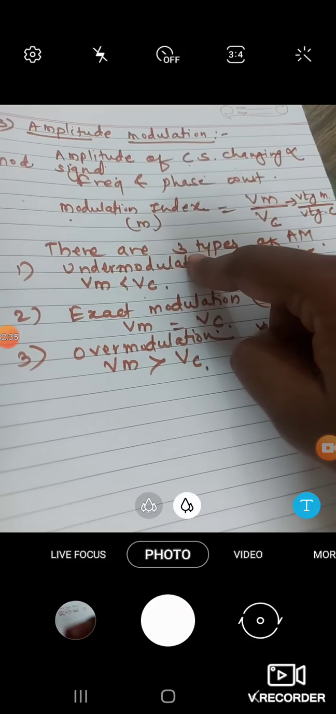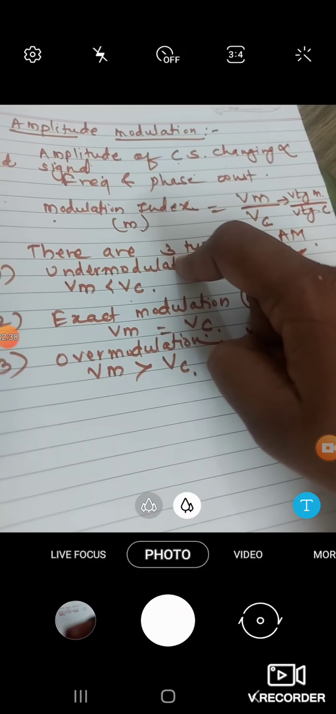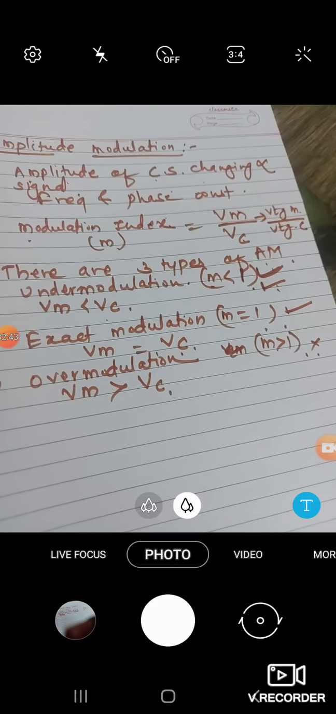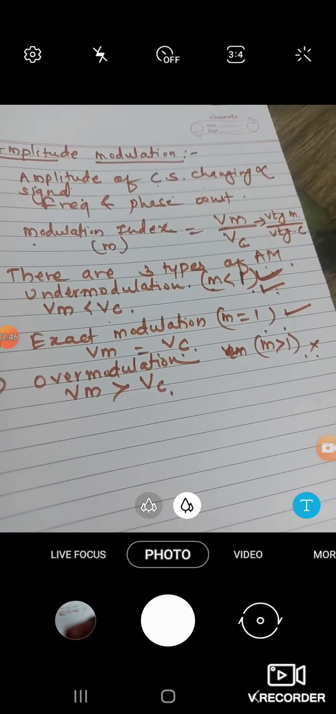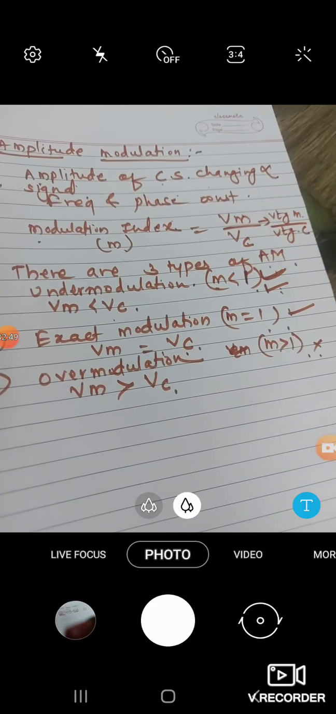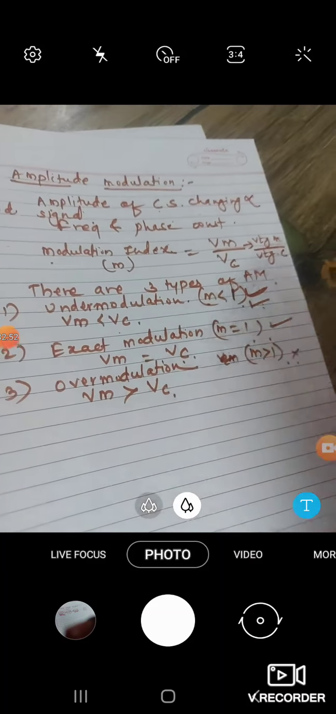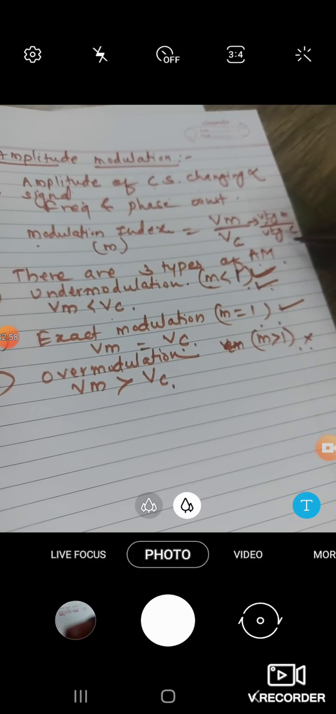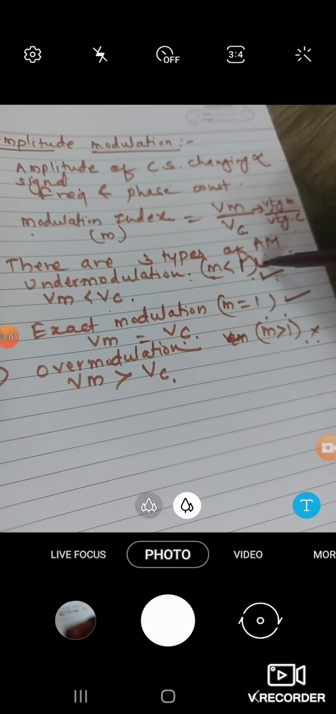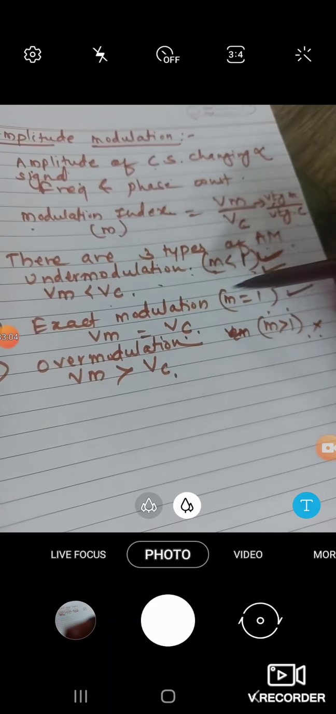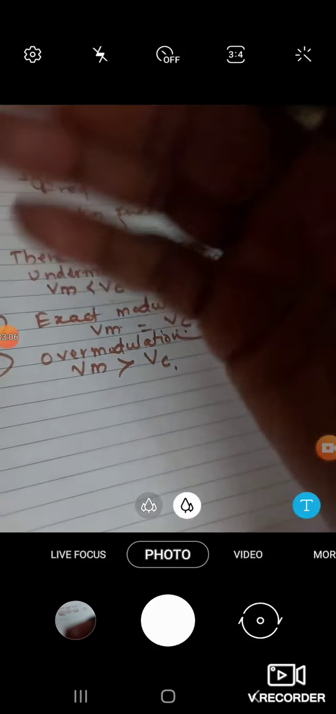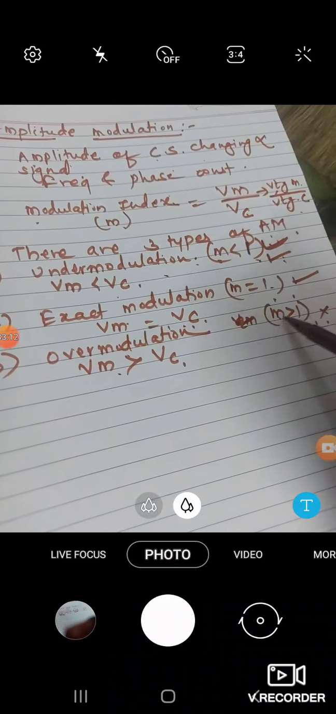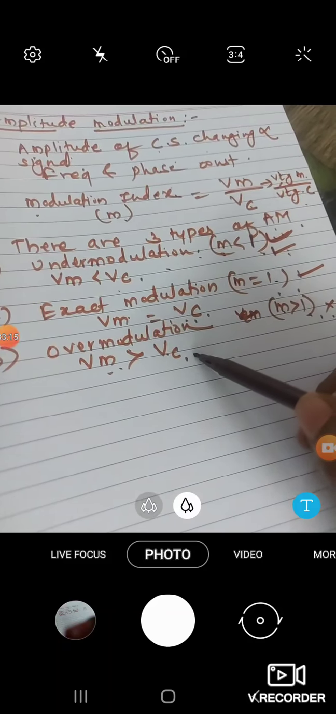So again in amplitude modulation, based on the value of modulation index, there are three conditions of AM signal. Under modulation, in which m is less than 1, means by default Vm is less than Vc. Vm is the voltage of the modulating signal and Vc is the voltage of the carrier signal. Exact modulation: m is equal to 1, means Vm is equal to Vc. And in case of over modulation, m is greater than 1, means Vm is greater than Vc.